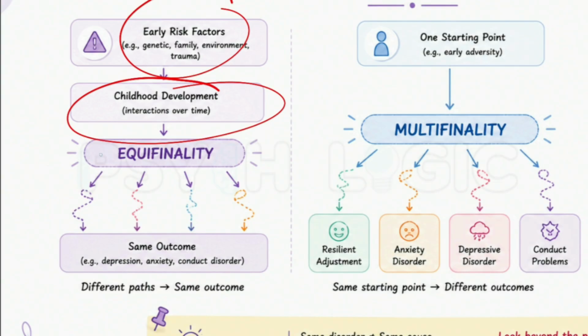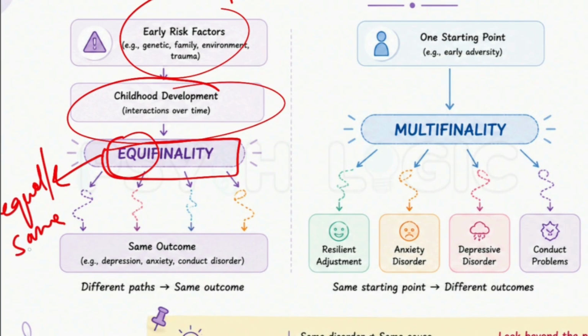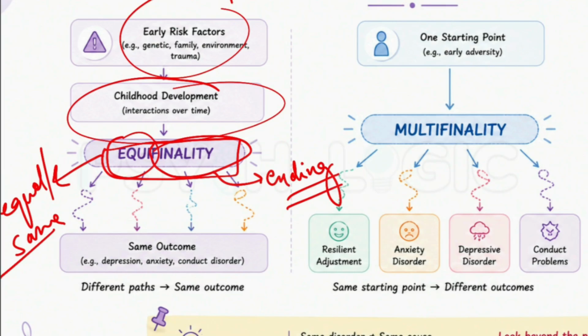Okay, equifinality. Let's break it down. Equi means equal or same. Finality means ending. So different beginnings, same ending.